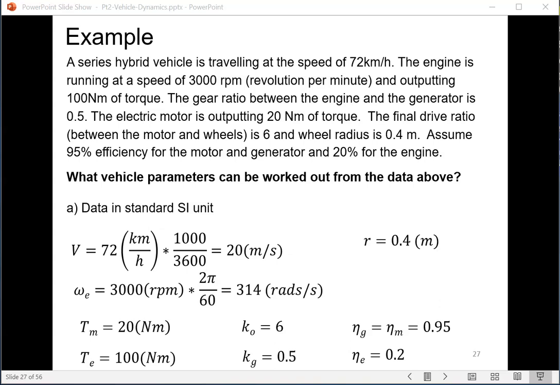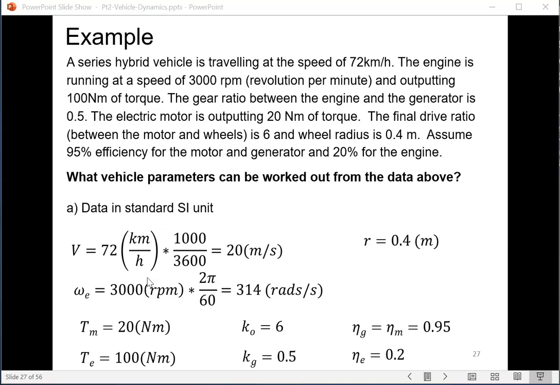So I should end up with a unit of meters per second. 72 times 1,000 divided by 3,600 gives me 20 meters per second. So the vehicle speed of 72 km per hour is the same as 20 meters per second, which is in standard SI units that I can use. The radius of the wheel or the tire is 0.4, which is in meters, so I don't need to convert that. The rotational speed of the engine is defined as 3,000 RPM.